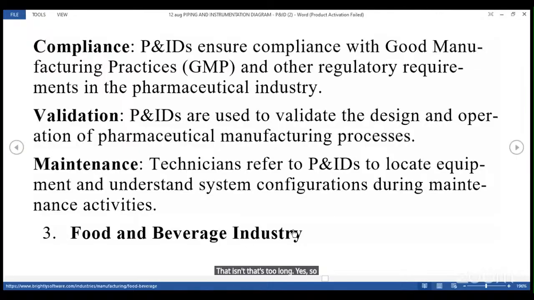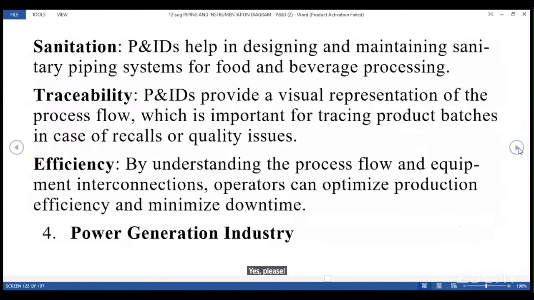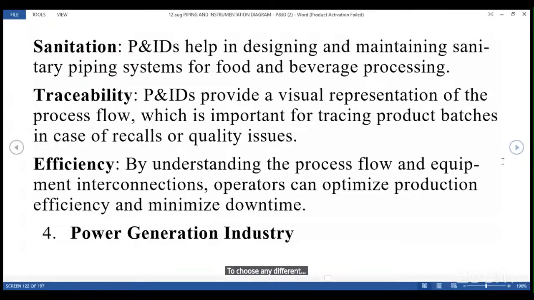So the third one is the food and beverage industry. How do they benefit from P&ID? In the area of sanitation, in case of defects in the food and other products they have sent to the market, they can use P&ID to trace the defects. They also use it to measure efficiency. With the process flow, operators can optimize production efficiency and minimize downtime.